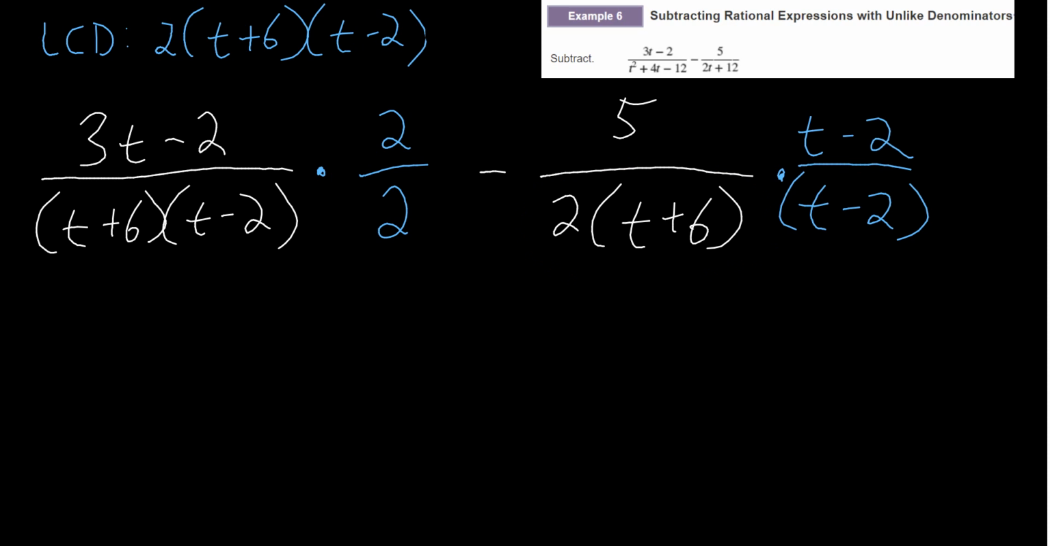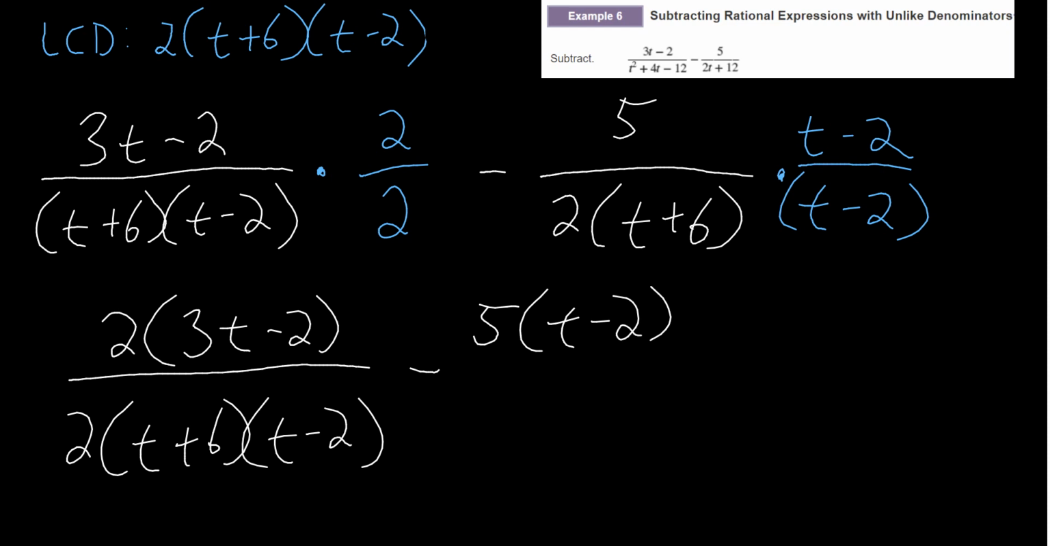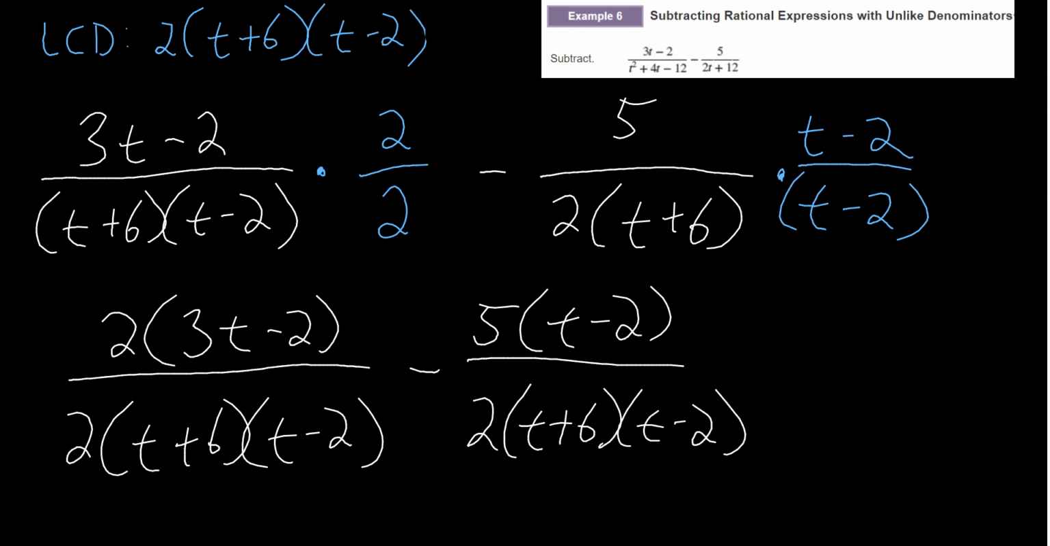Perfect. So now let's do the arithmetic here. The left side is going to be 2 times (3t minus 2). And then my denominator, again, is going to be my least common denominator, which is what I'm wanting. And then it's going to be minus 5 times (t minus 2) all over 2(t plus 6)(t minus 2). Okay, and let's snip this and put this on the next page.